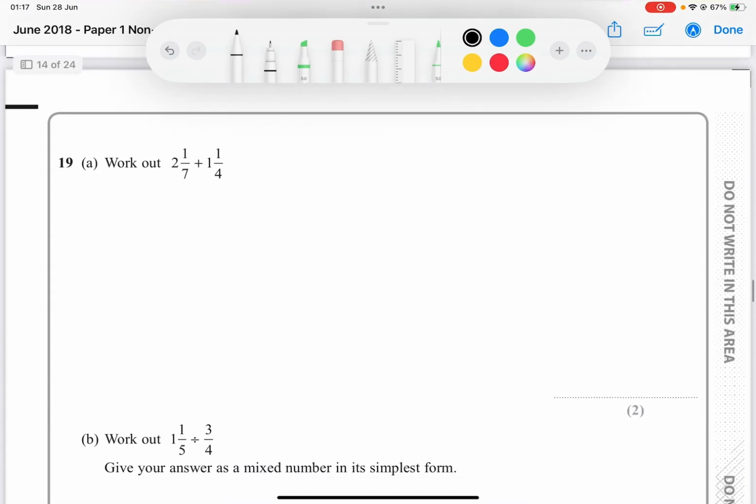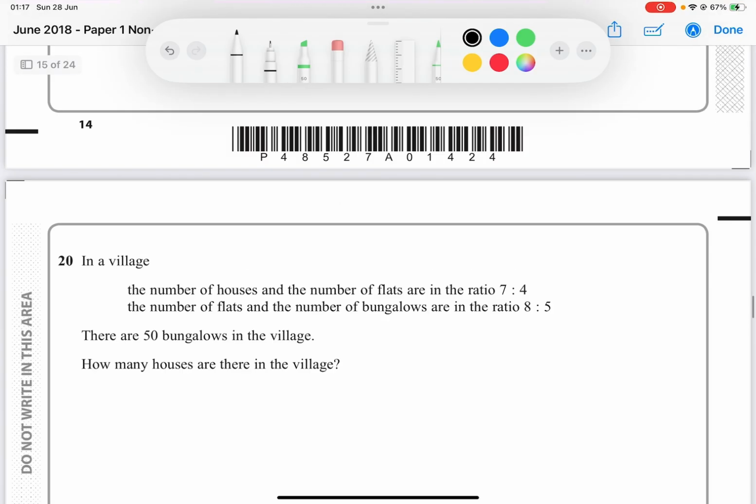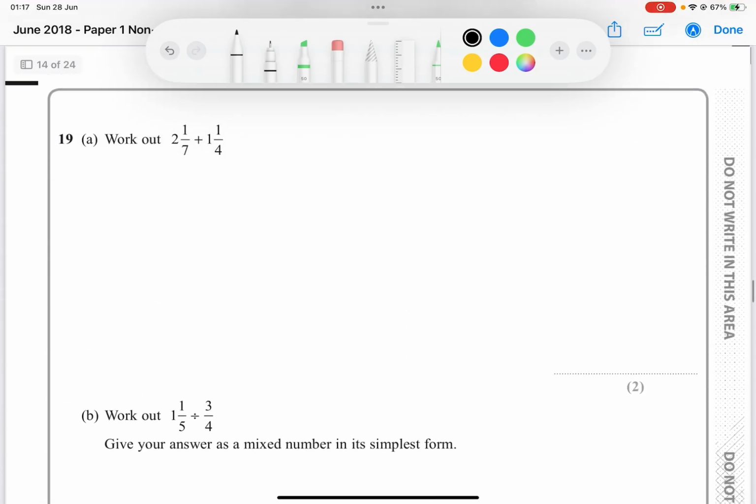Cool. 2018, question 19. Question 19 is actually, I think this is question 1 on the higher paper for June 2018, paper 1. So how it works is that towards the ending of the foundation paper is the beginning of the higher paper. That's kind of how they do it. So you probably see a question or two overlap. Anyways, work out 2 wholes and 1/7 plus 1 whole and a quarter.